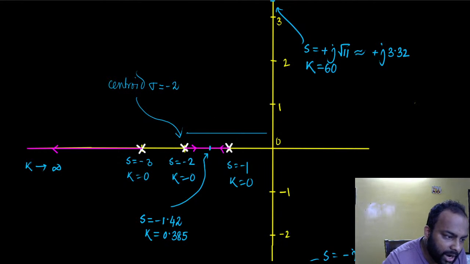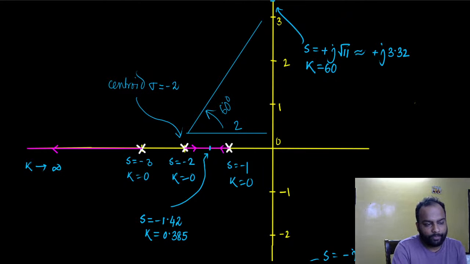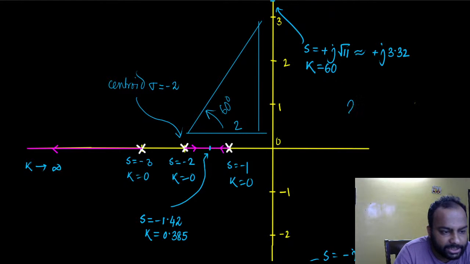And I want to draw a straight line that makes a 60-degree angle here. So if this length is 2 and this is 60 degrees, how much length is this one? This perpendicular here. So that's 2 tan 60 degrees, right?